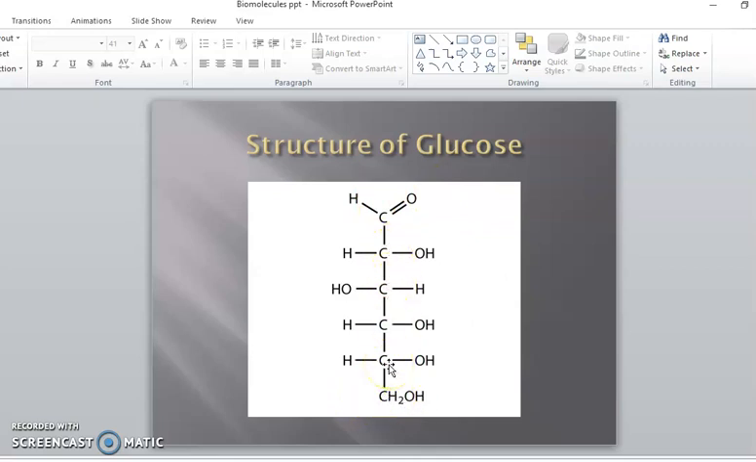Carbons 2 to 5 are chiral centers. So there are 4 chiral centers, and this structure is sometimes referred to as the open structure. So the open structure contains 4 chiral centers. On the third carbon, right side you put H, on 2, 4 and 5, right side OH. This is how you remember the open structure of glucose very easily.